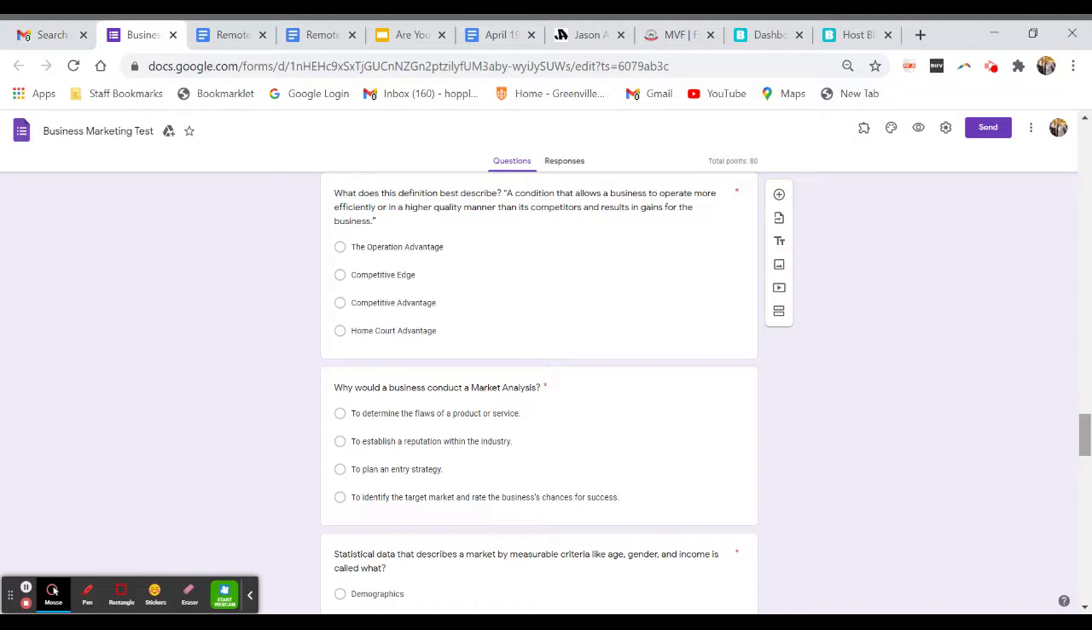What does this definition best describe? A condition that allows a business to operate more efficiently or in a higher quality manner than its competitors and results in gains for the business. The operation advantage, competitive edge, competitive advantage, or home court advantage.